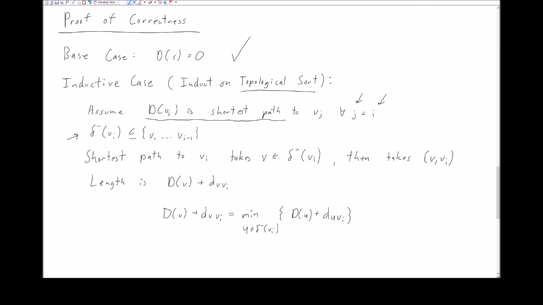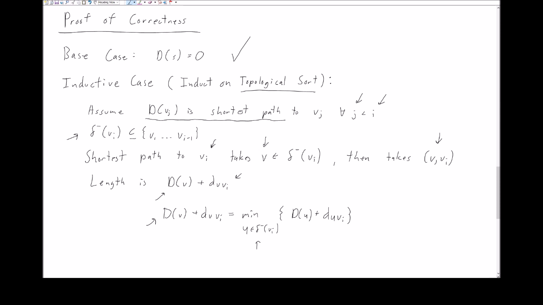Now we start working with the intuition. Any shortest path to V_i has to go through some node in delta minus of i, and we're going to call this node V. After it goes through V, it has to take the arc V to V_i. The length of this path is going to be the length of the shortest path from S to V plus the length of arc V to V_i. The length of this shortest path is certainly going to be equal to the minimum length of all paths that go through nodes in delta minus of i.